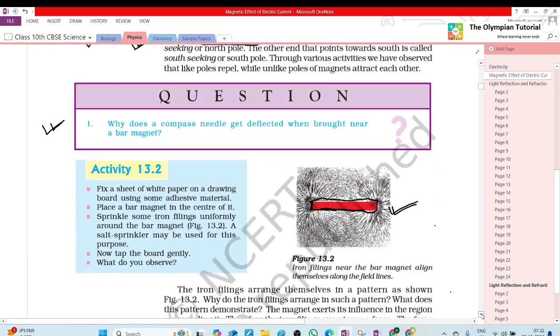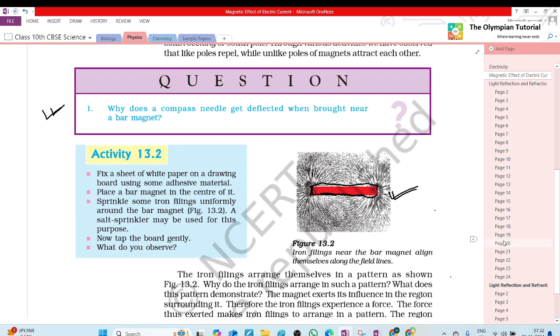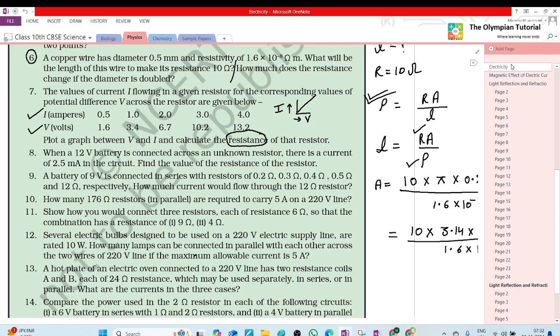We'll continue from activity 13.2 tomorrow. Now we will do some questions of electricity which are still remaining. According to my paper, we have done till the 7th question. Now remind me, have we done the 7th or not? I explained the 7th according to me. Ma'am, you were going to show us how to plot the graph. Okay, read the 7th question.